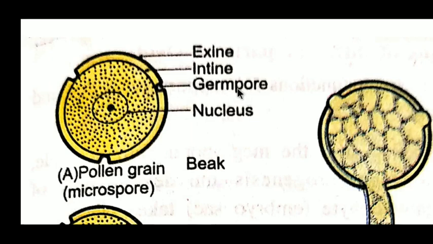In monocots, a single pore is present, while in dicots, the pollen grain is triporate, that is, 3 pores are there. The innermost layer, intine, is always attached to the germ pore. So this is all about the structure of the pollen grain.